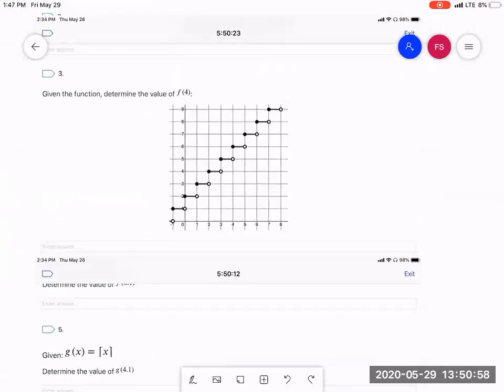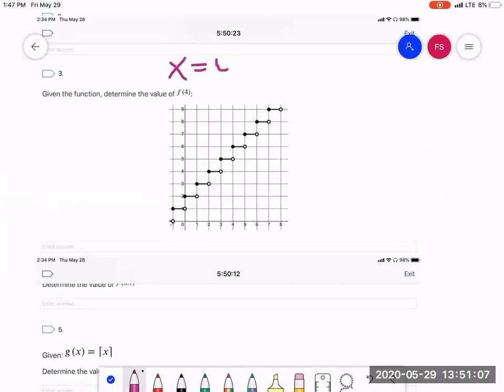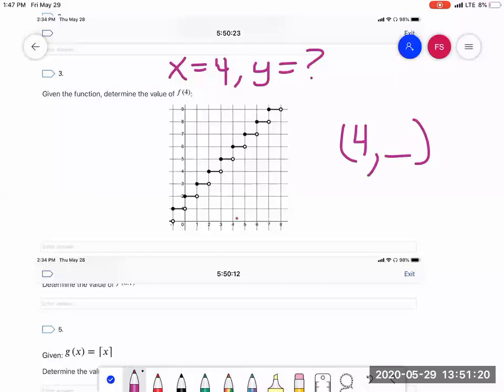Now they give us the graph of a step function, and they want us to determine the value of f of 4. So we're saying here, when x is 4, what's our y value? So what is y equal to when x is 4? And we can figure that out by figuring out what the y coordinate on our graph is when x is 4. So we go over here to where x is 4, we look up. So here we have two possibilities. We have the hole here at 5 or the closed circle at 6.